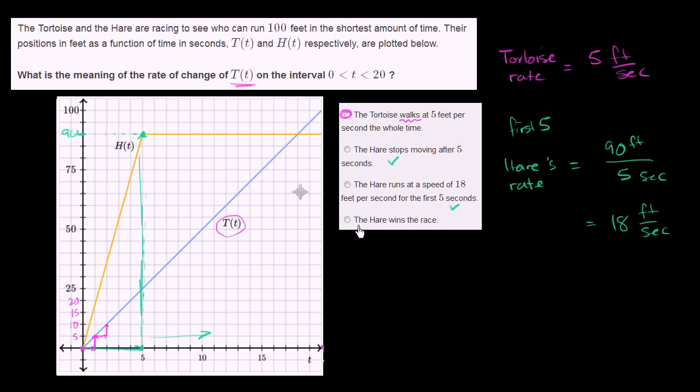Now the fourth choice is that the hare wins the race. Now, to win the race, they have to get to 100 feet in the shortest amount of time. This is 100 feet right over here. So let's see. It looks like only the tortoise even gets to that point. After 20 seconds, the tortoise gets to the 100-foot mark. The hare is still hanging around taking a nap or something at 90 feet. So this is actually outright false. The tortoise wins the race. So we will definitely go with our first choice.